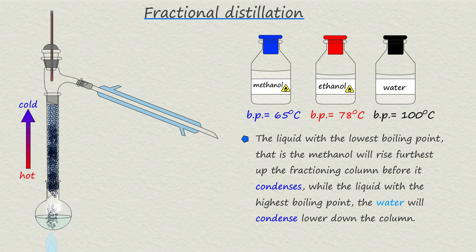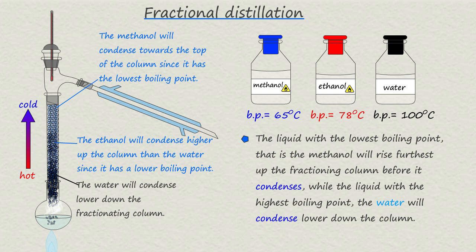Now, the liquid with the lowest boiling point will rise further up the column before it condenses and turns back into a liquid. And so in the fractionating column, what you will have is the liquid with the lowest boiling point closest to the top of the column, in this case the methanol, and in the middle of the column will be the ethanol vapours which will be condensing, while the water will be at the bottom of the column and it will condense and simply drop back into the flask.